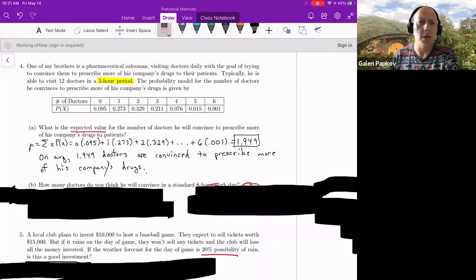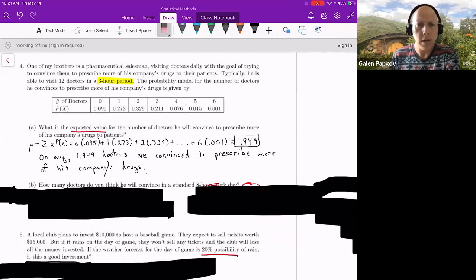And so if you were to record many days or weeks of the number of doctors that he successfully convinces, you might have 0, 0, 0, 1, 1, 2, 3, 6, 1, 1, 0, 0, 0, a whole bunch of values. If you average those, the average will be about 1.949. That's what this is saying. So on average, 1.949 doctors are convinced to prescribe more of the company's drugs. All right, so that's what we expect.